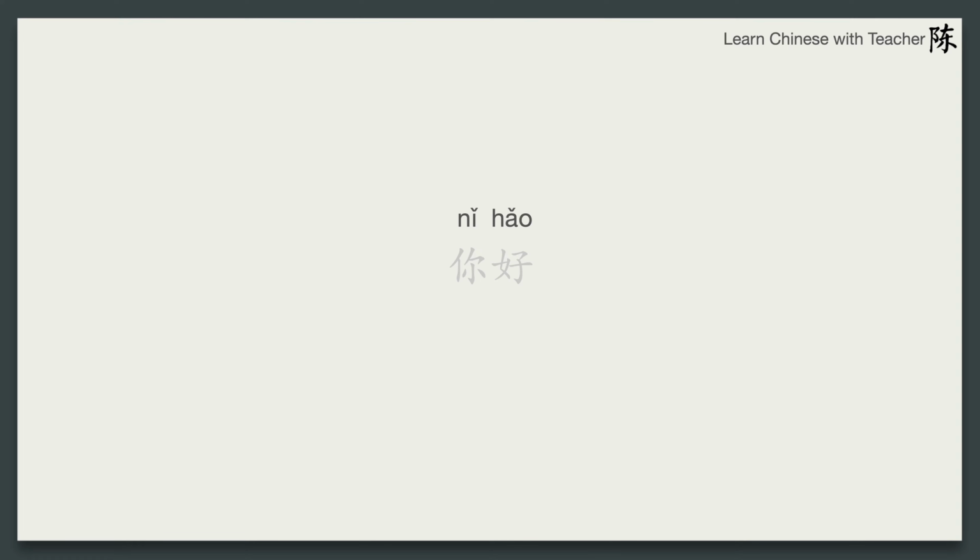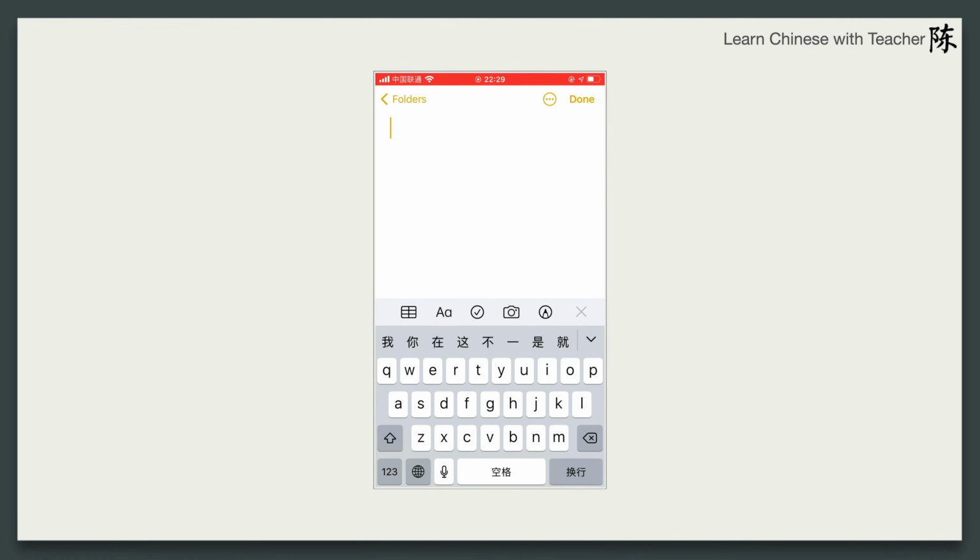Ni hao. You can see above the Chinese characters, there are alphabet letters. They are Chinese Pinyin. What are they used for? First, it is used to type Chinese characters. The Chinese typing system is based on Chinese Pinyin. You type Pinyin, and then you select the characters that you want to type.